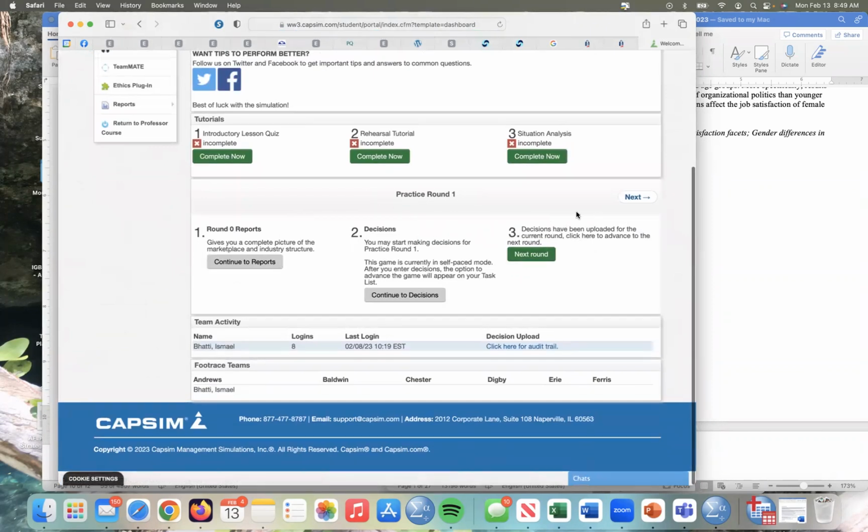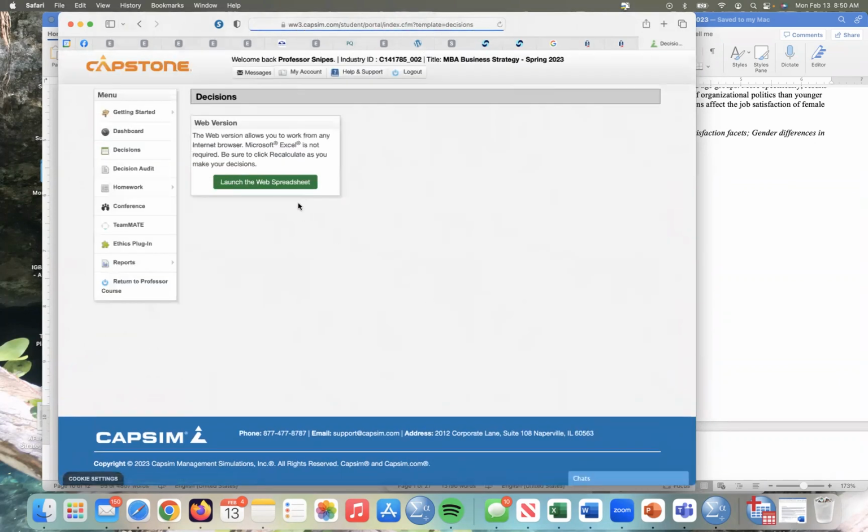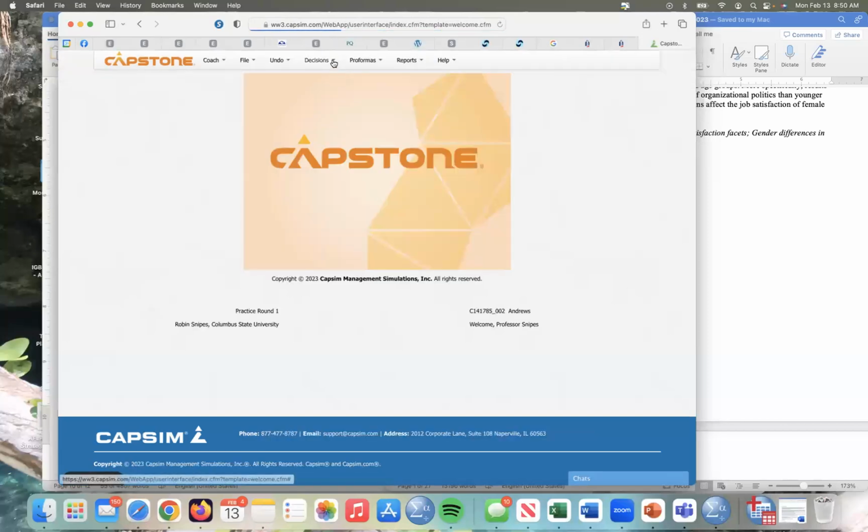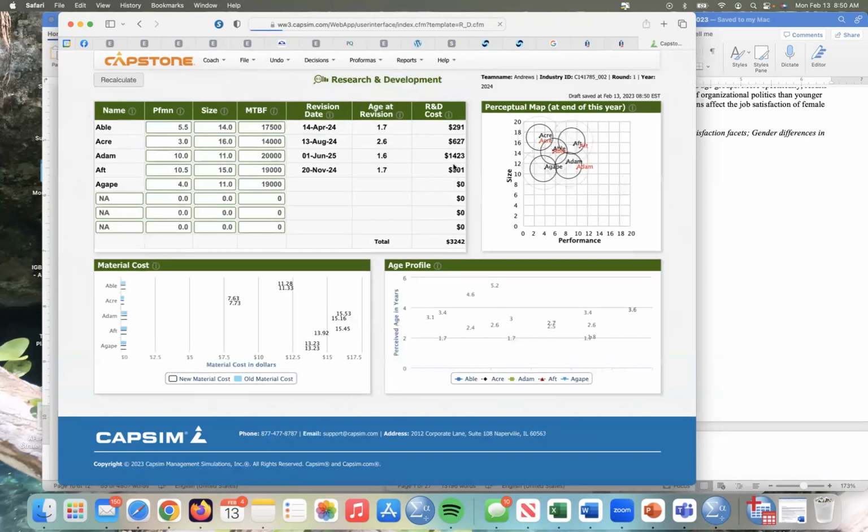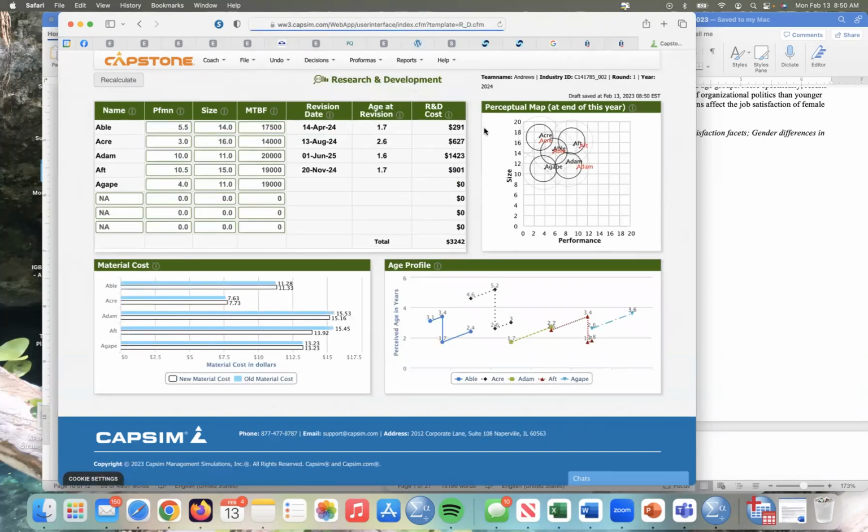It's important here to note that your decisions will not be erased unless you go into the web spreadsheet and erase them. Your decisions are still there. So I'm going to continue with decisions, launch the web spreadsheet again, and then see what happened in each one of these menus. All right. So looks like we did some innovation.